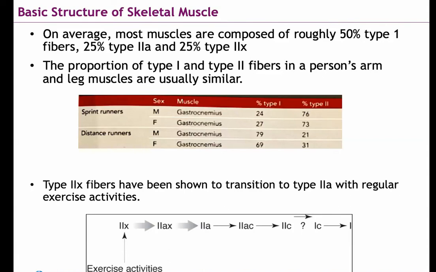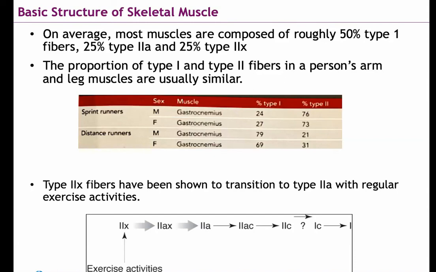Because it is both oxidative and glycolytic, which means it can produce force, but it doesn't fatigue as quickly. It has higher fatigue resistance than a type 2X does. So that's why having a high percentage of type 2A fibers is really beneficial. But yeah, that is one transition that occurs.